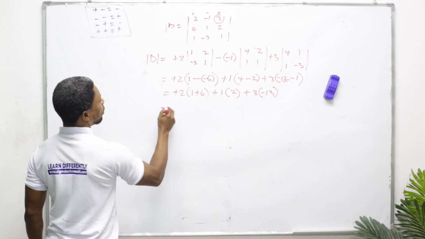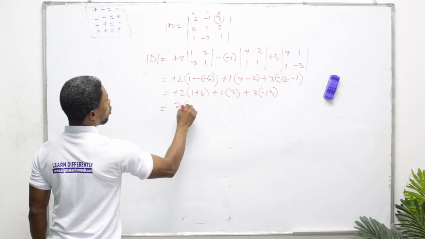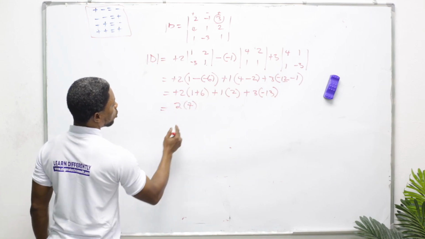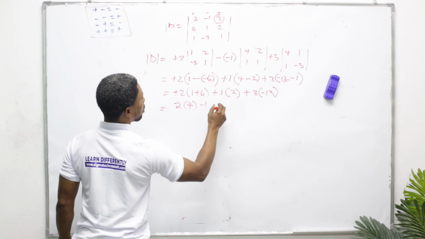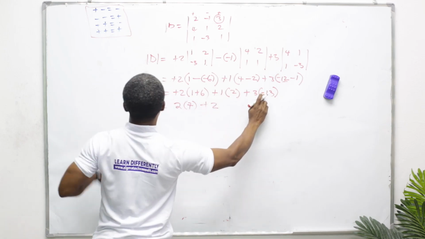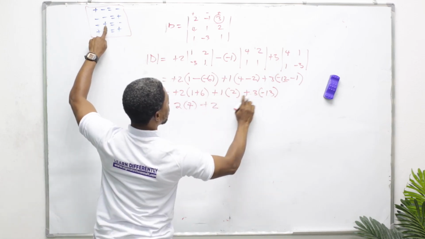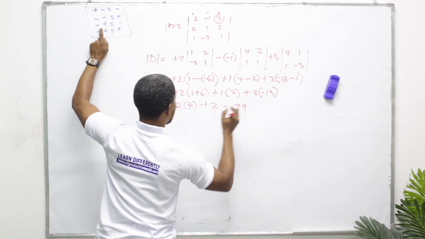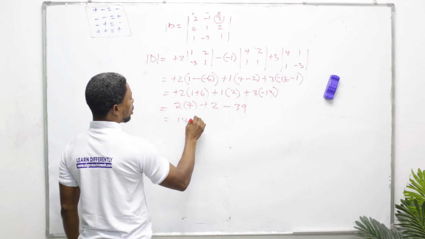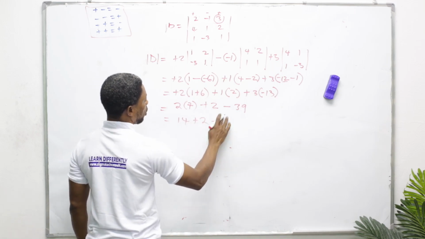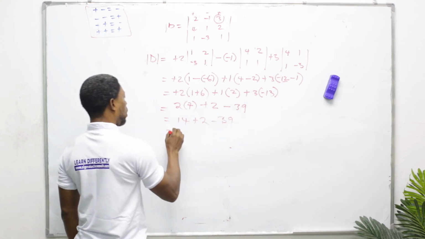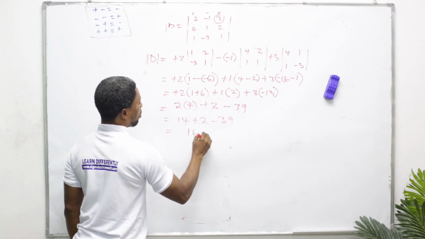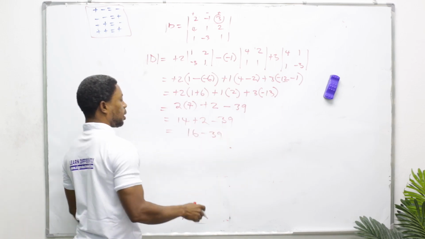So you now have 2 plus 2 times 7. This time this is already 2. Look at it again. Minus plus minus plus minus 3 times this is 39. So this is now 14 plus 2 minus 39, which is now 16 minus 39, directed number.